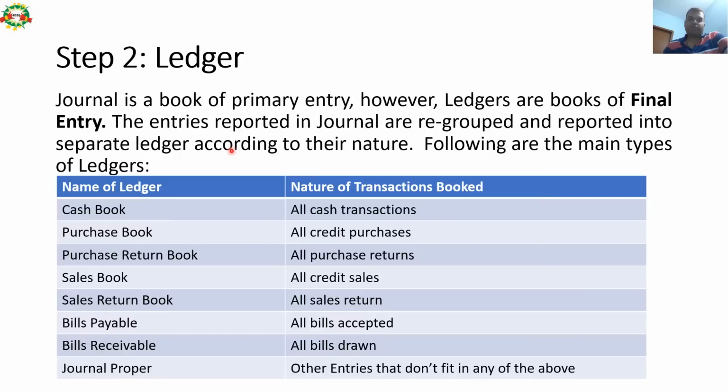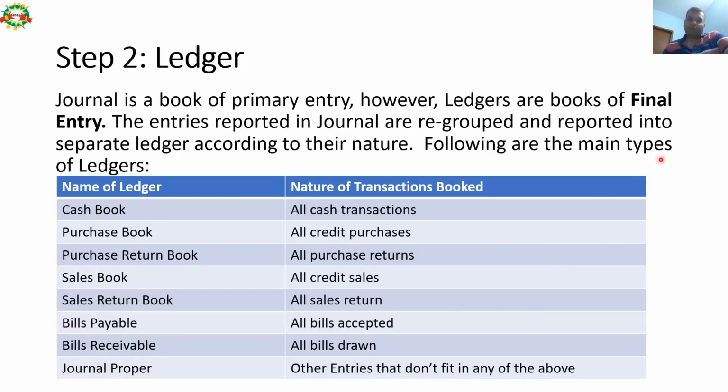Journal is a book of primary entry. However, ledgers are books of final entries. So whatever entries we had entered into journal, the same entries will be re-entered into ledger. The entries reported in journal are regrouped and reported into separate ledgers according to their nature. Following are the main types of ledgers basically.